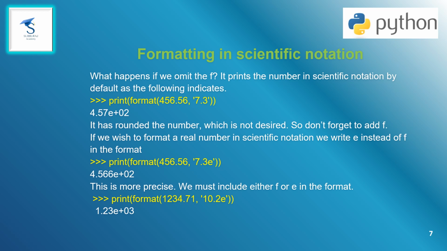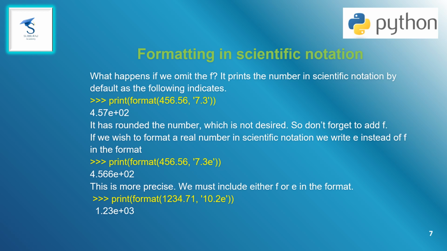So let us, from this slide, look at what is formatting in scientific notation. What happens if you omit f? So far we have been giving f: 5.3f, 7.3f, 10.3f, and so on. It prints a number in scientific notation by default. So if you omit f, if it's a floating point number, it will print in the scientific notation. You know what scientific notation is?